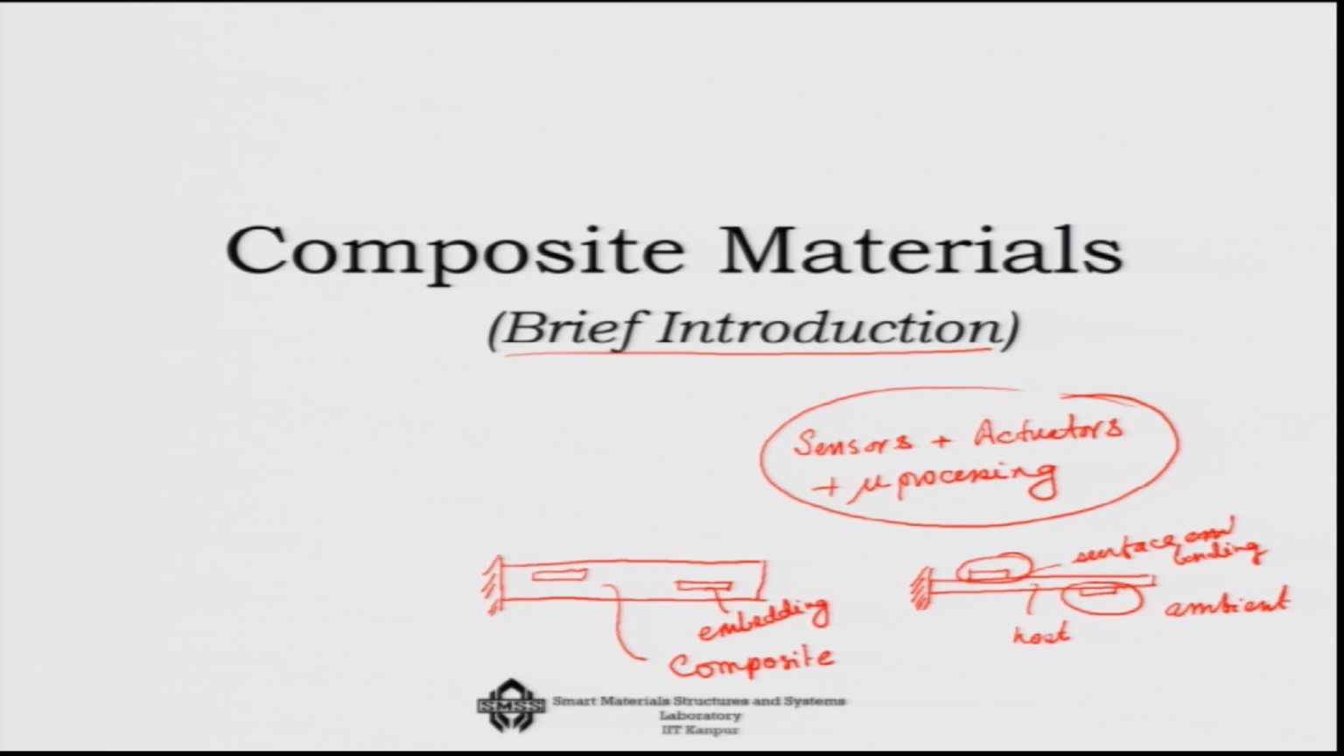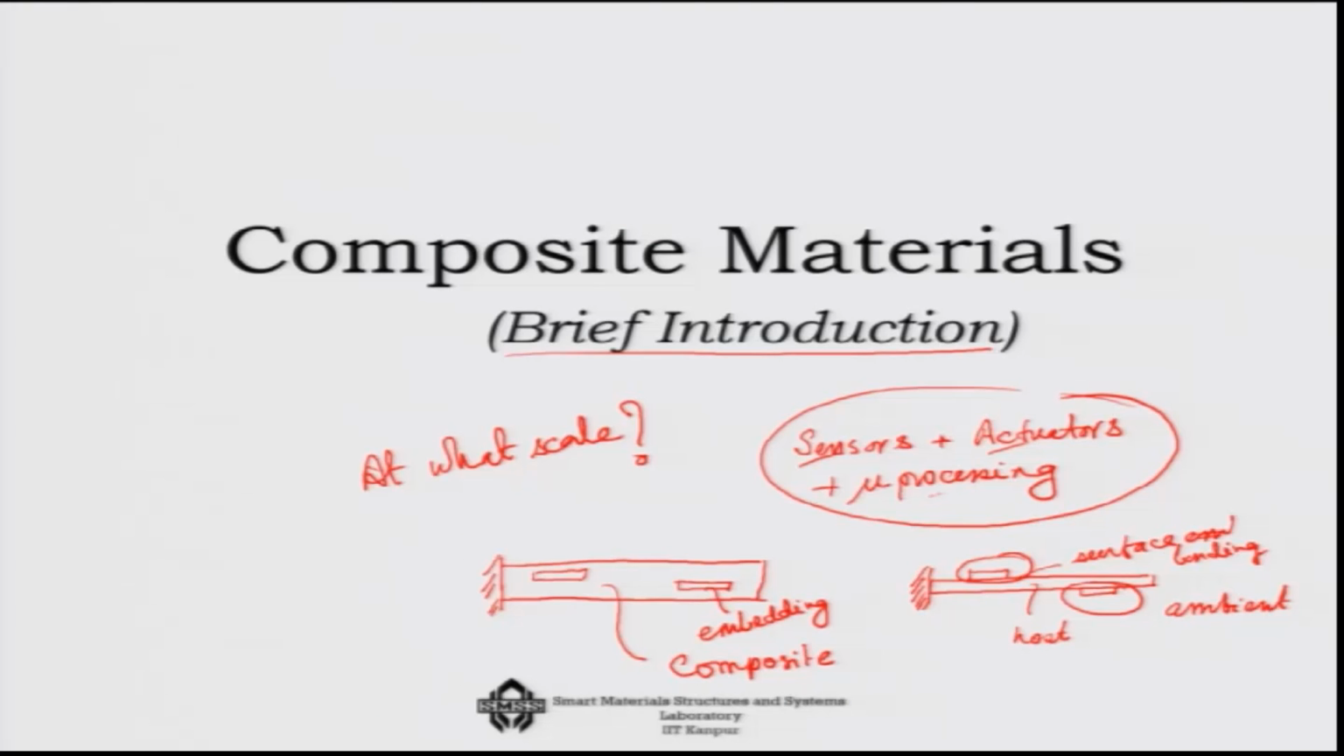And not only that, the question is once you make such composite, at what scale you are making this composite? Well, one of the directions that we take is that we reduce the scale to as low as possible, so that we can increase the degree of integrity of all these sensors, actuators, microprocessors with the structure itself.